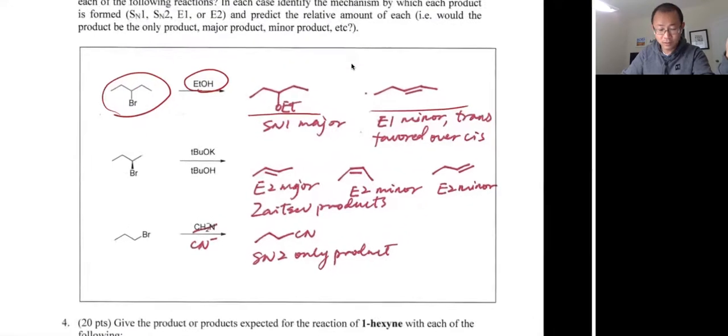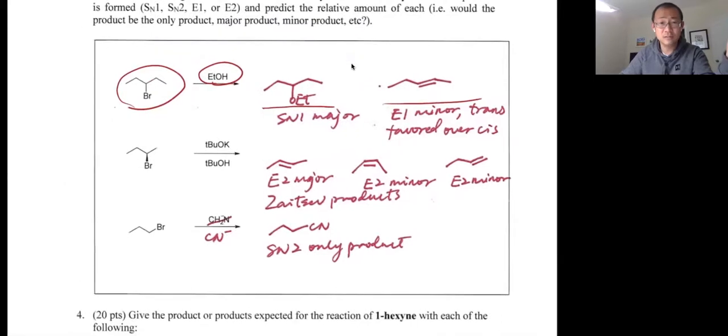See that? Use the guideline from your book, and you can easily determine the first one. Secondary substrate, weak nucleophile, weak base. Then we're talking about SN1 and E1. SN1 is more dominant than E1. Then we have both. SN1 is the major product, E1 is the minor product.